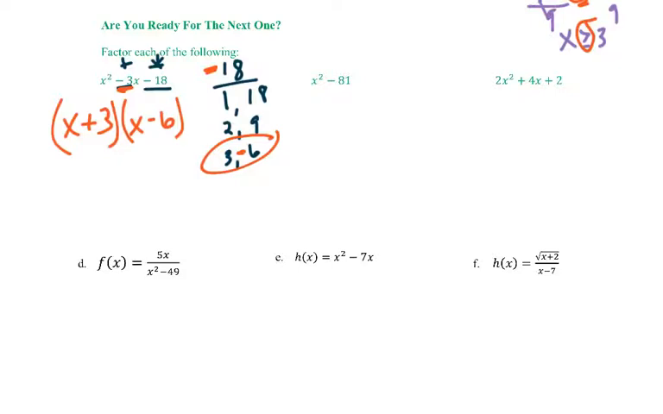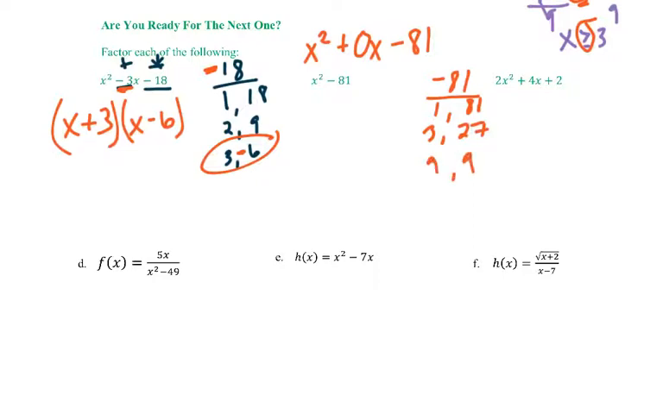What this means is that my middle term, you could think of this as being x squared plus 0x minus 81. So what ends up happening is we're looking for the factors of negative 81 that would give me 0 when they sum together. So my factors of 81, I have 1 and 81, 3 and 27, and 9 times 9. And remember, because this is negative, one of those values would be positive, one of them would be negative. So the only way I can get 0 is if I have a positive 9 and a negative 9. So this binomial factors to x plus 9, x minus 9.